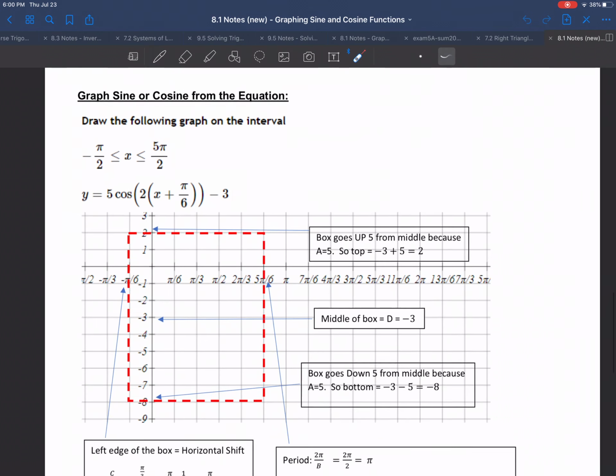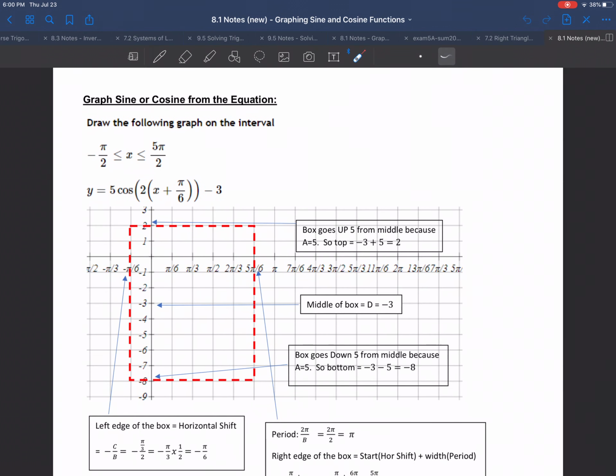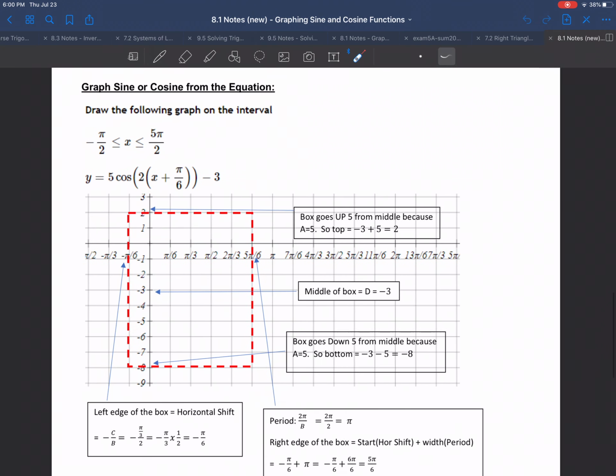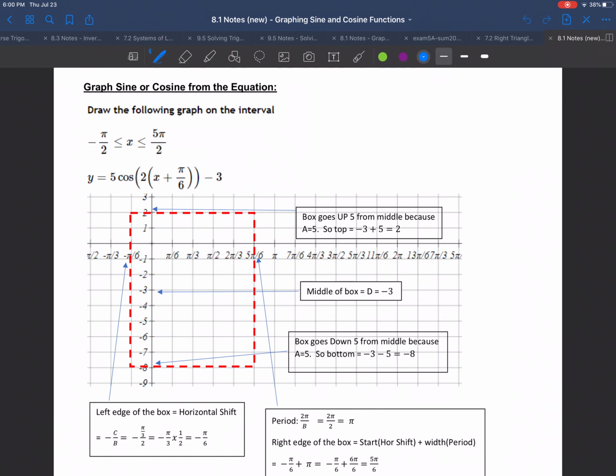a function. Graphing sine or cosine from the equation. How do we do it? Well, notice I'm giving you in the notes here kind of the important things you need. So first off, you're going to find the middle of the box, and that's your D value. That's your value that's out here. This will be the middle of the box. It's D, it's -3. That'll give you the middle.